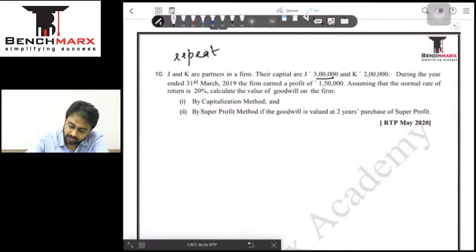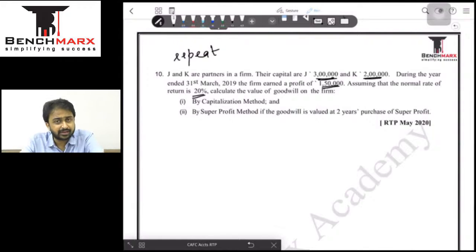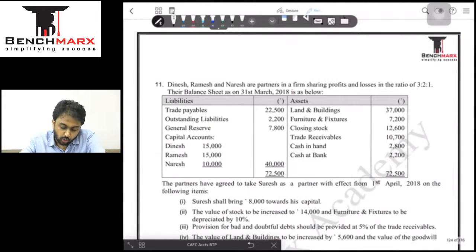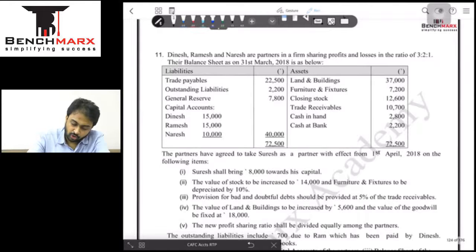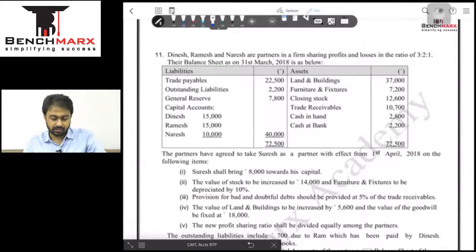ये बहुत बार question आया, 3 लाख and 2 लाख and 1.5 लाख and 20% वाला. So we have again dealt with this question in these sessions only. So appears to be a repeat question. So we will again not invest our time in the repeat questions, which means we will now go to question number 11.